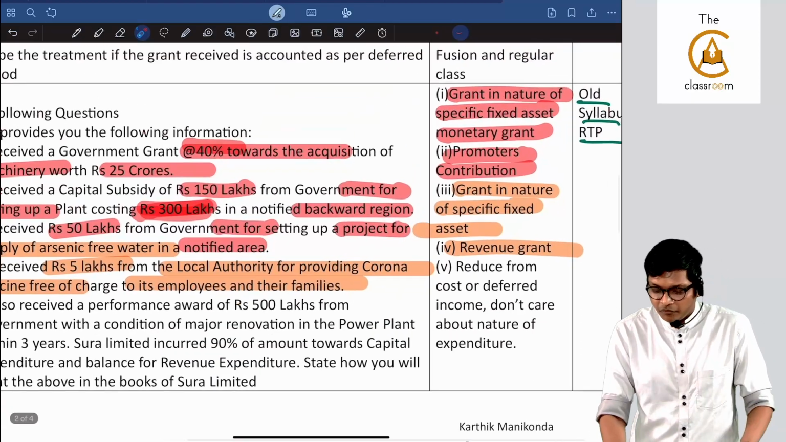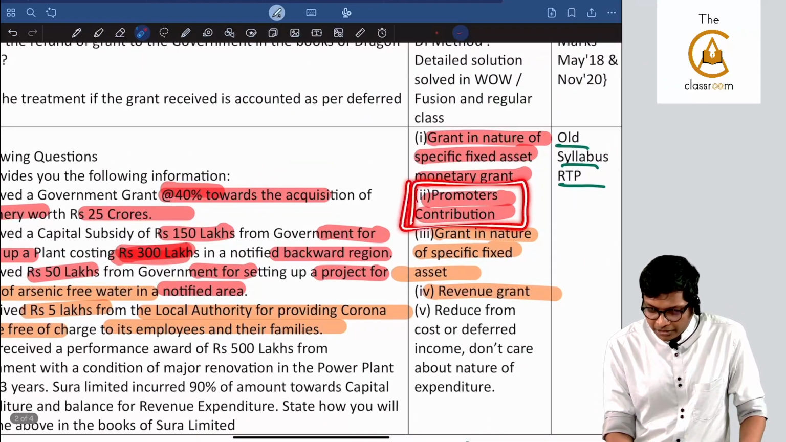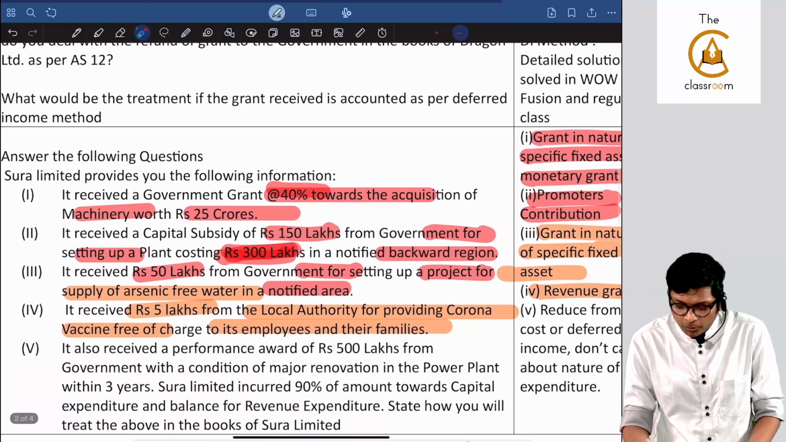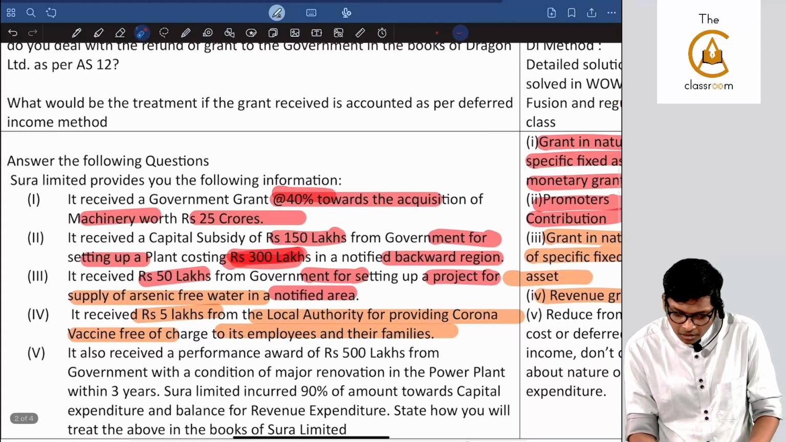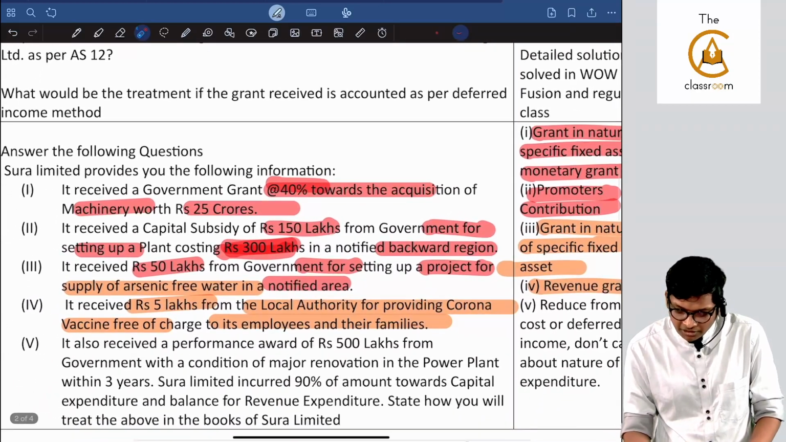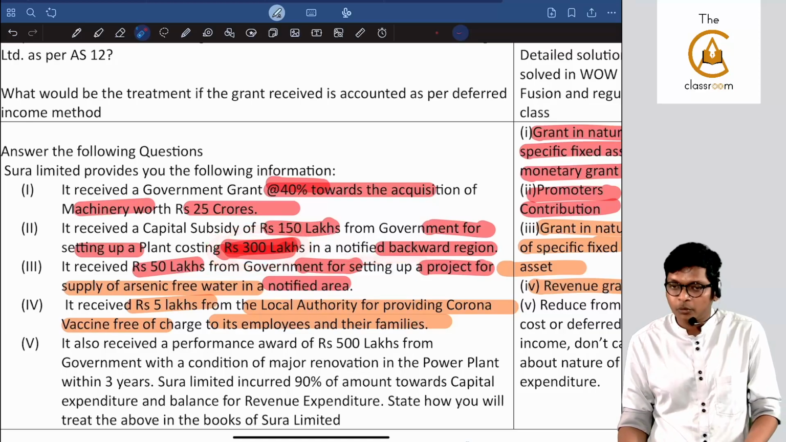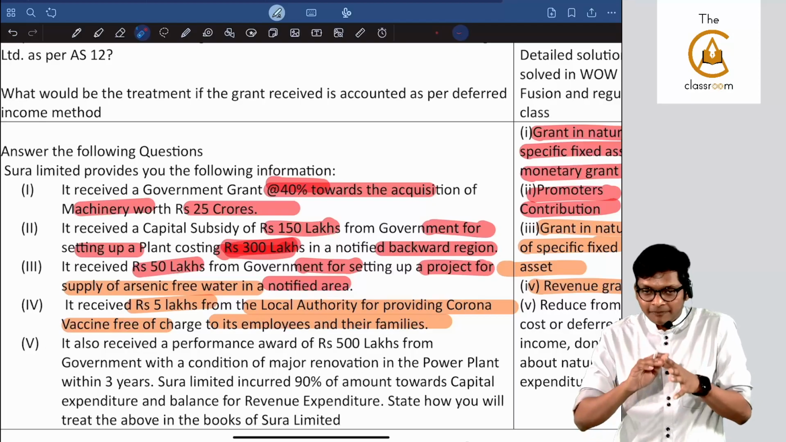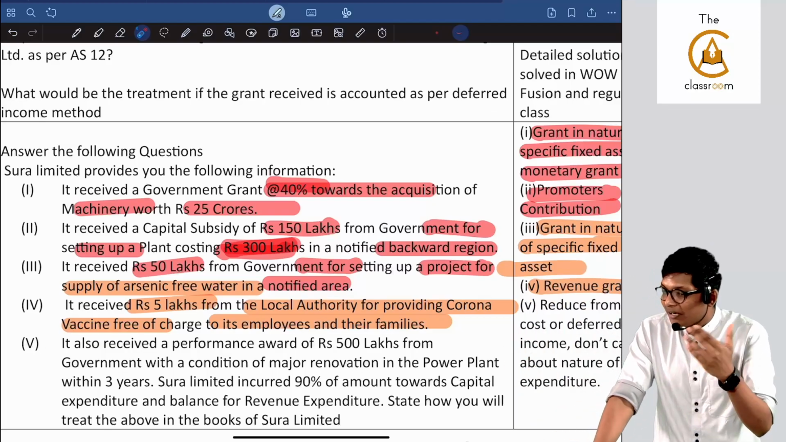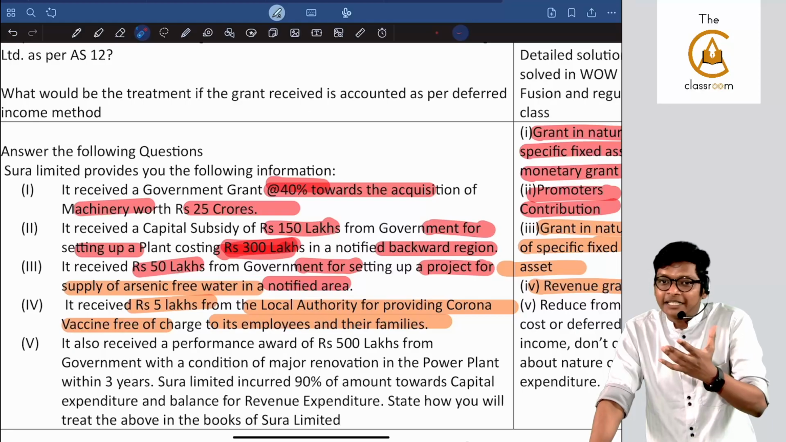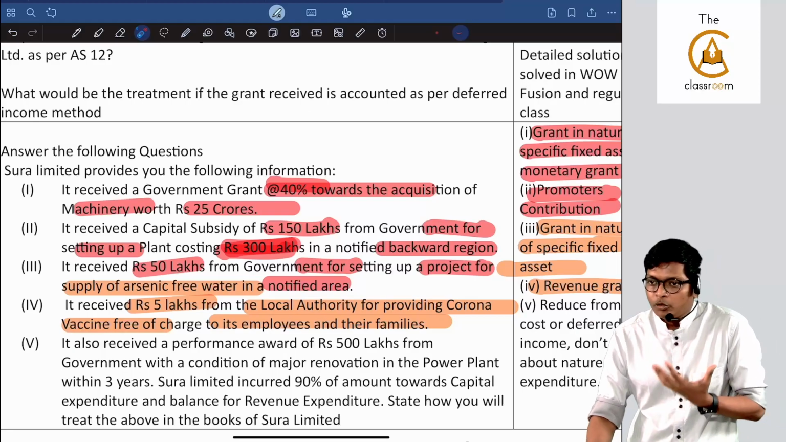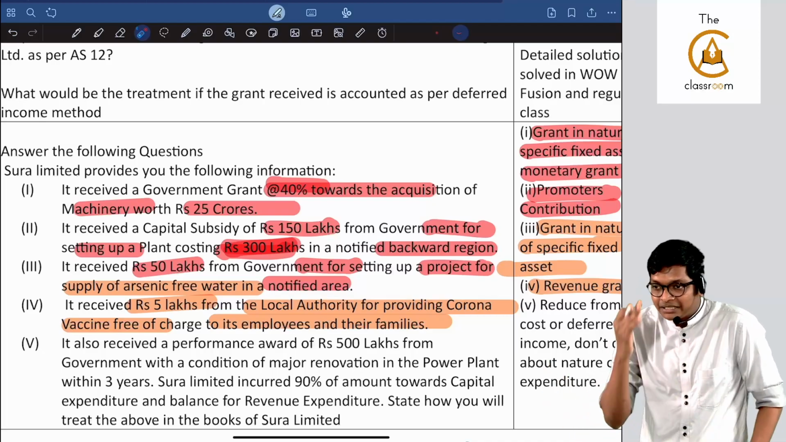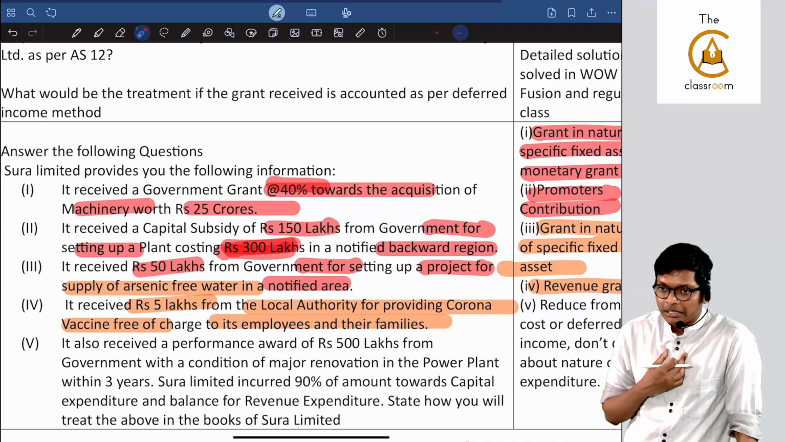See, for example, you will understand better if I take promoter's contribution. When I am setting up, if I get, let's say for example, second is promoters, 300 lakhs for notified backward area. In the 300 lakhs, everything is not capex. Some will be for setting up of machinery, some will be for hiring employees. It will be a mix of capex and revenue. So when I get promoter's contribution, the nature of expense can be capital or revenue. I can spend for anything. Not only this, for all the grants, nature of expense can be anything.